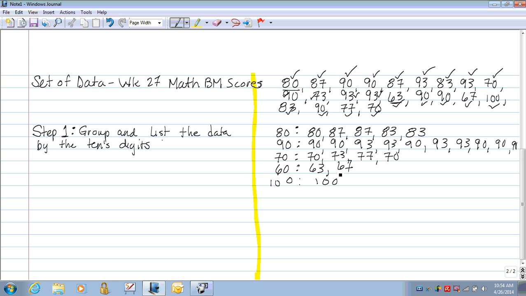So that's how we are grouping by tens. That's the very first step 1. Push pause to make sure you have your notes.